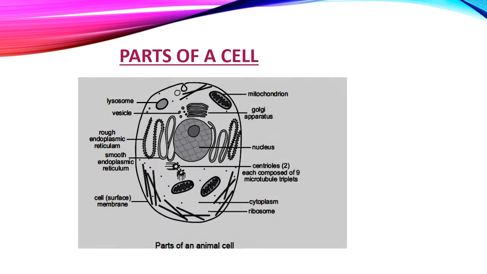Moving to the next part are the parts of a cell. Here's a typical animal cell, which contains a mitochondrion, the Golgi apparatus, the nucleus, the centrioles, which are each composed of 9 microtubule triplets, the cytoplasm, the ribosome, the cell surface membrane, the smooth endoplasmic reticulum, rough endoplasmic reticulum, the vesicle, and the lysosome. So you can go across this diagram to see the structure of each part of the cell.